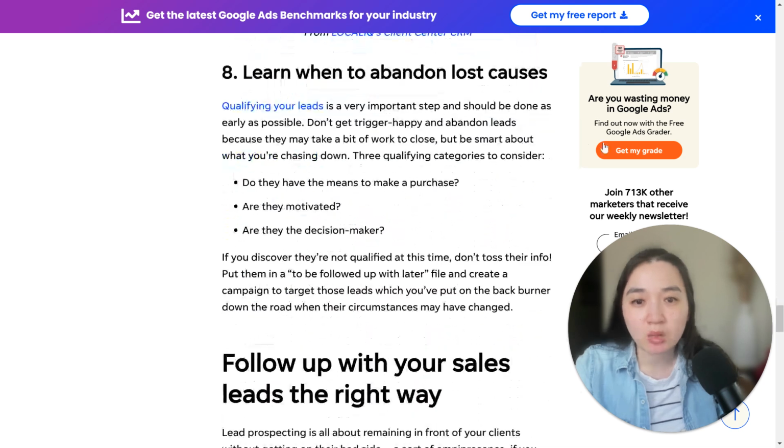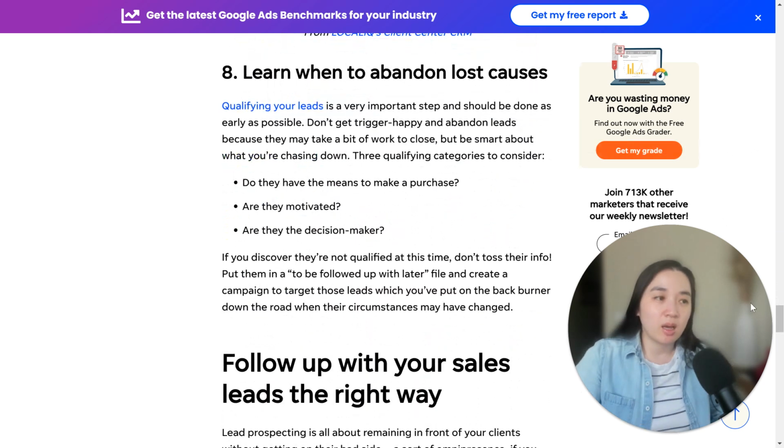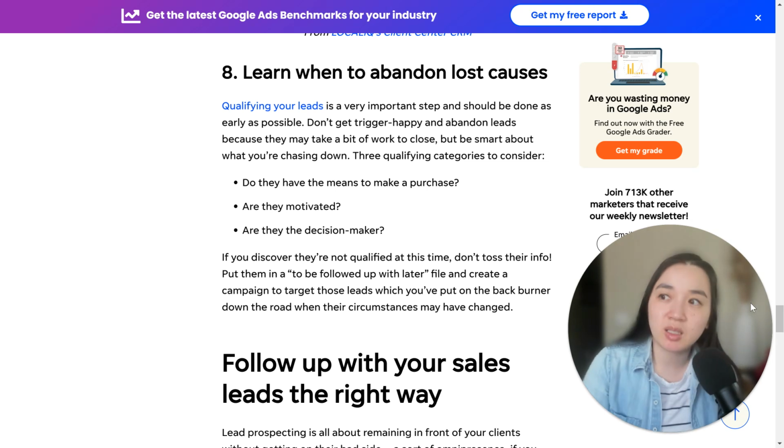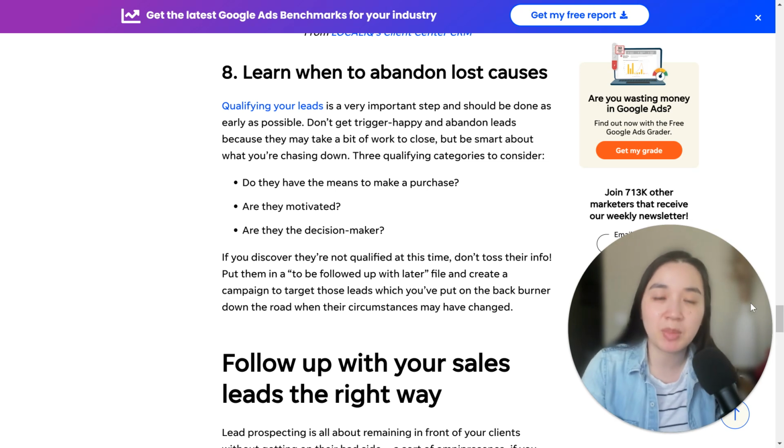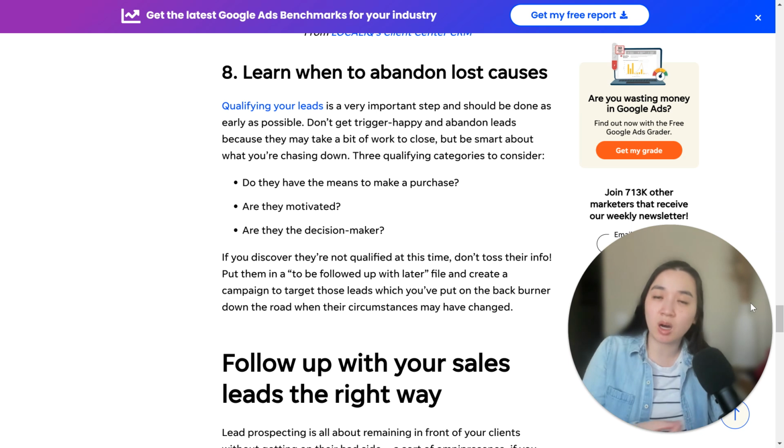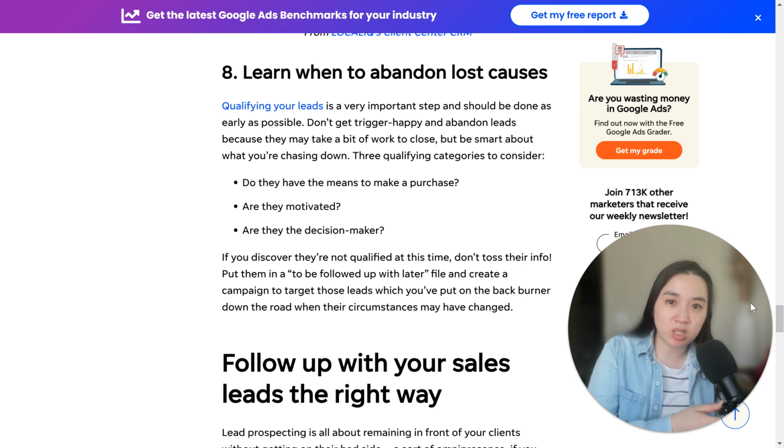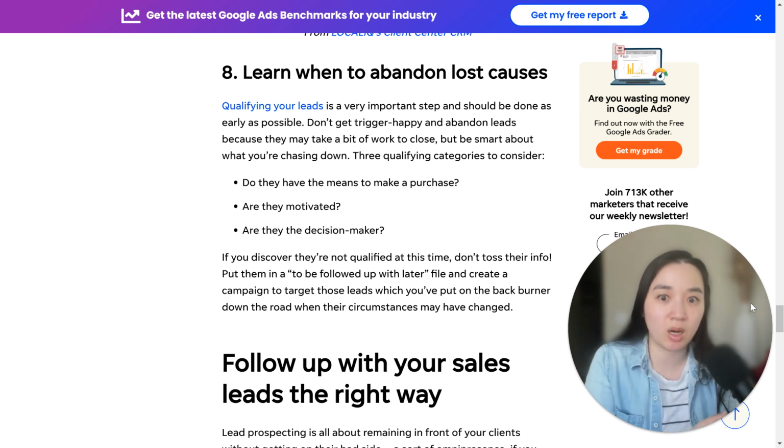And then next, learn when to abandon lost causes. I hate to say this, but eventually, after many follow up attempts, if people just are not following up, you just might have to move them out of your pipeline. Qualifying your leads is just really important. So if you've seen that they're a really hot lead, and they keep asking lots of questions and they keep wanting to follow up, but then they just need certain approvals from certain people, but then they're staying close in contact with you, then that's a really hot lead.